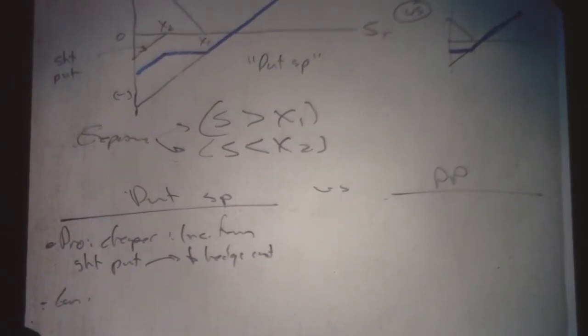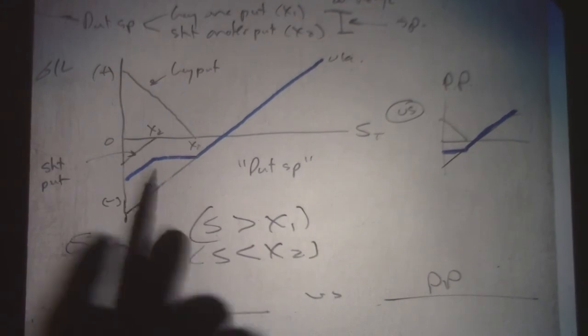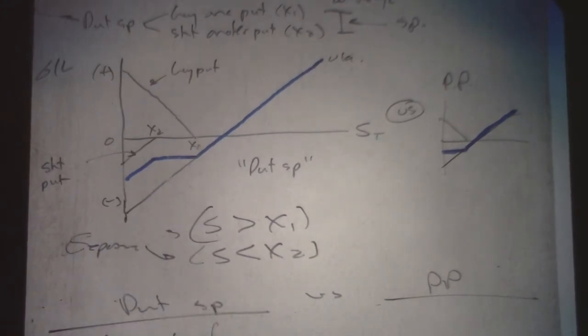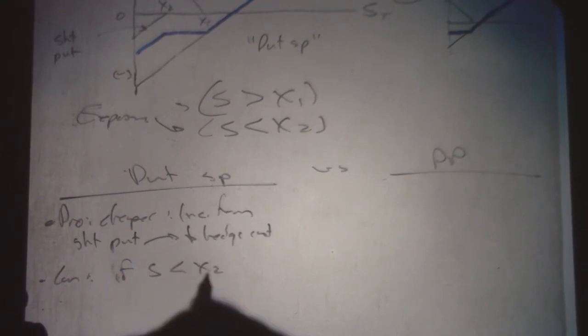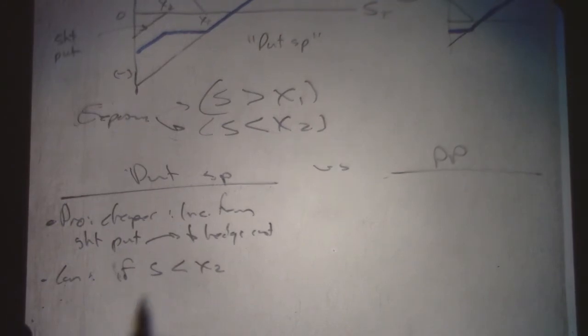And what's the con? The con is right there, right? Look, see how you're protected here on the downside? But here, what happens below X2? Your downside protection collapses, right? What's the con? Below X2, if spot drops below X2, your floor drops. Your protection, no protection.